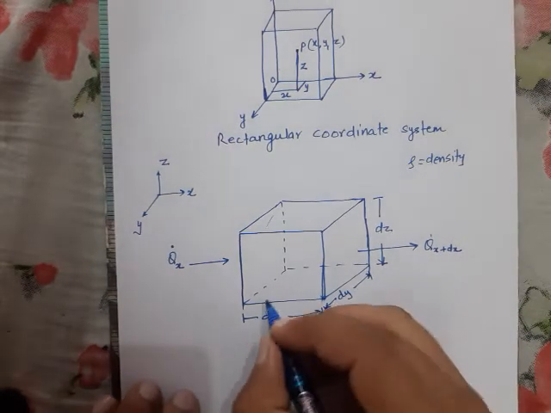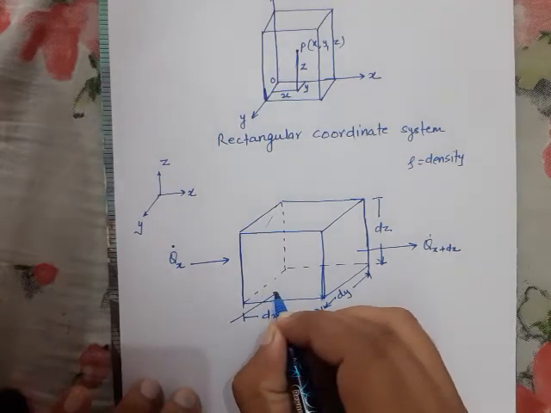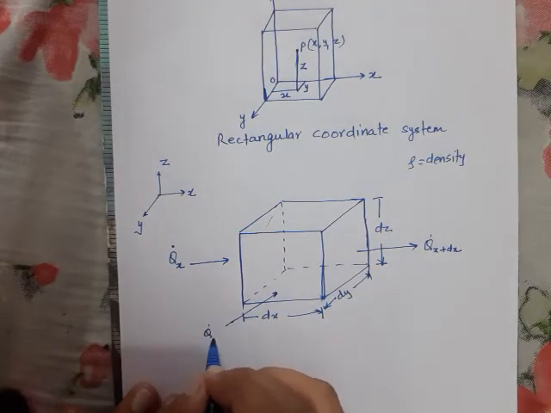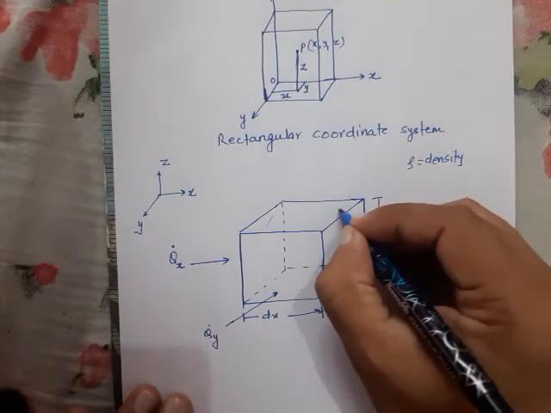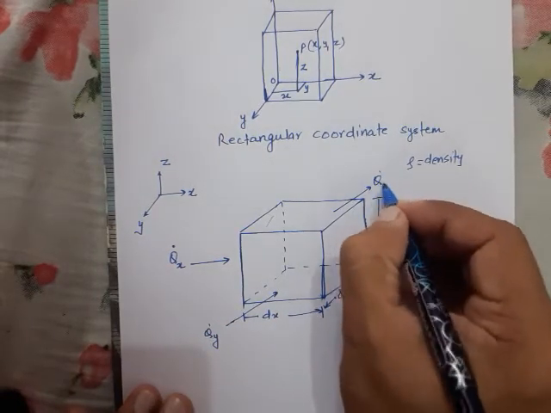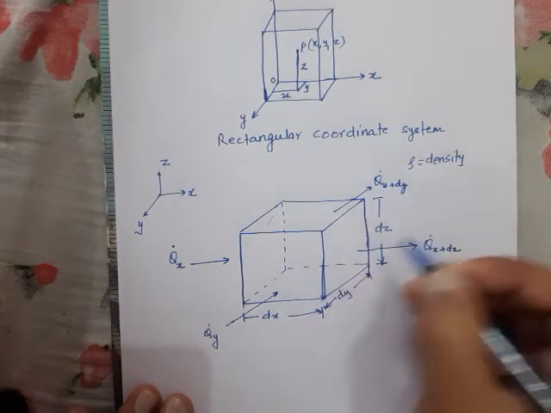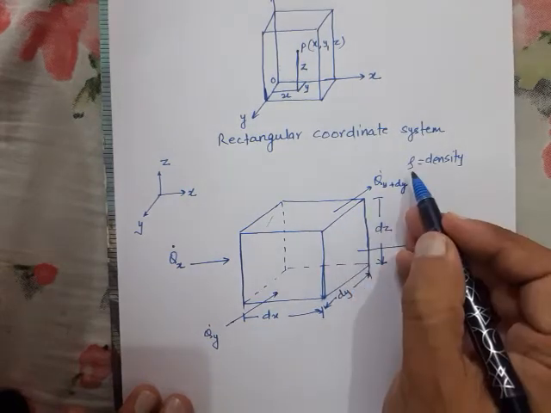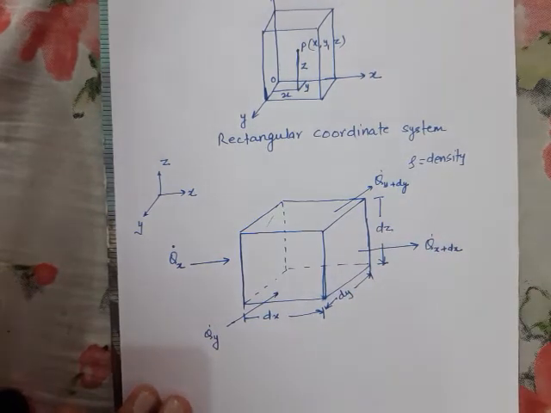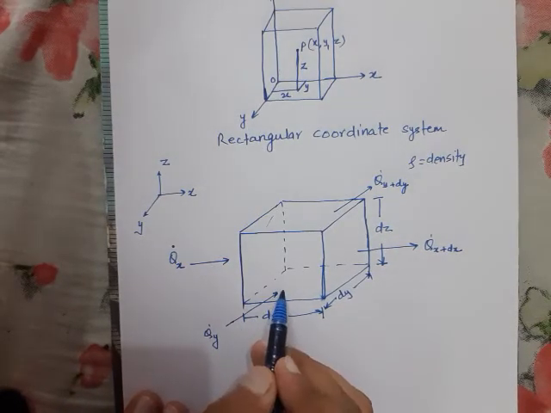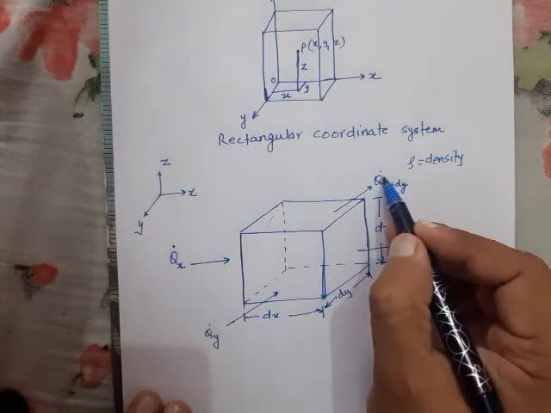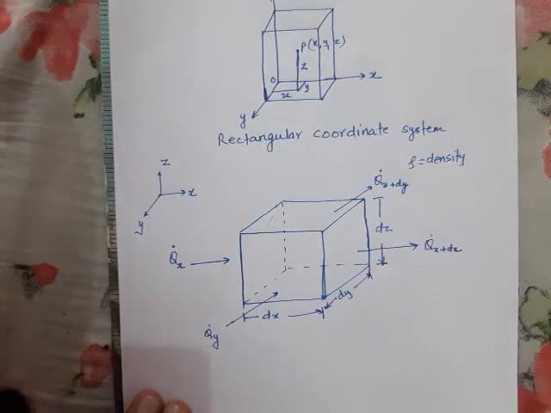Likewise in y direction, let q dot y indicate the rate of heat conduction at the front face, and q dot y plus dy indicate the rate of heat conduction out of the element at the y plus dy face. Means in y direction, the rate of heat conduction into the element is q dot y, and the rate of heat conduction out of the element is q dot y plus dy.